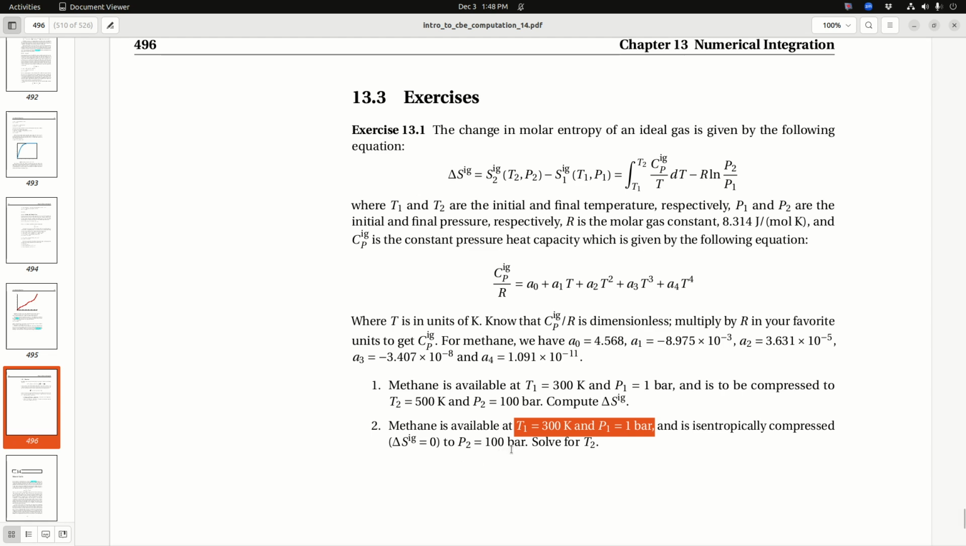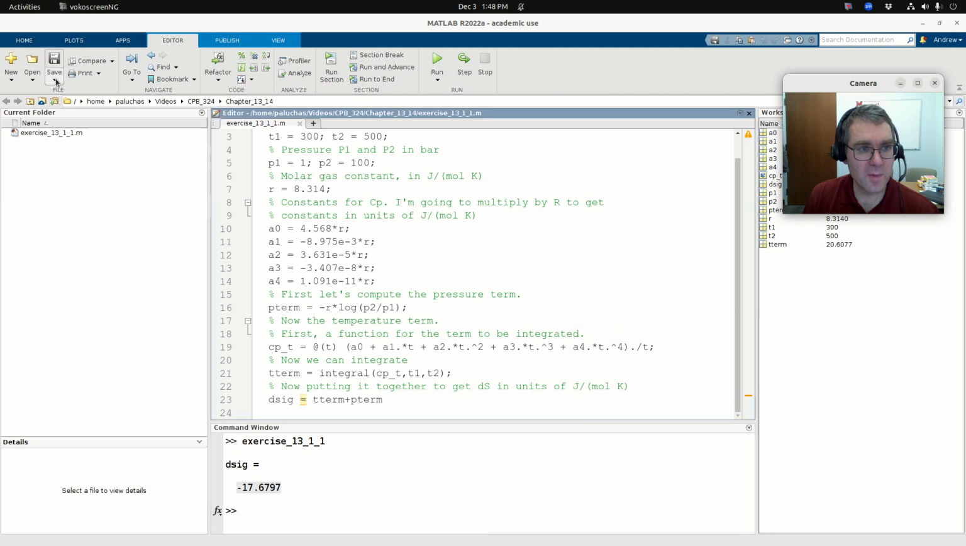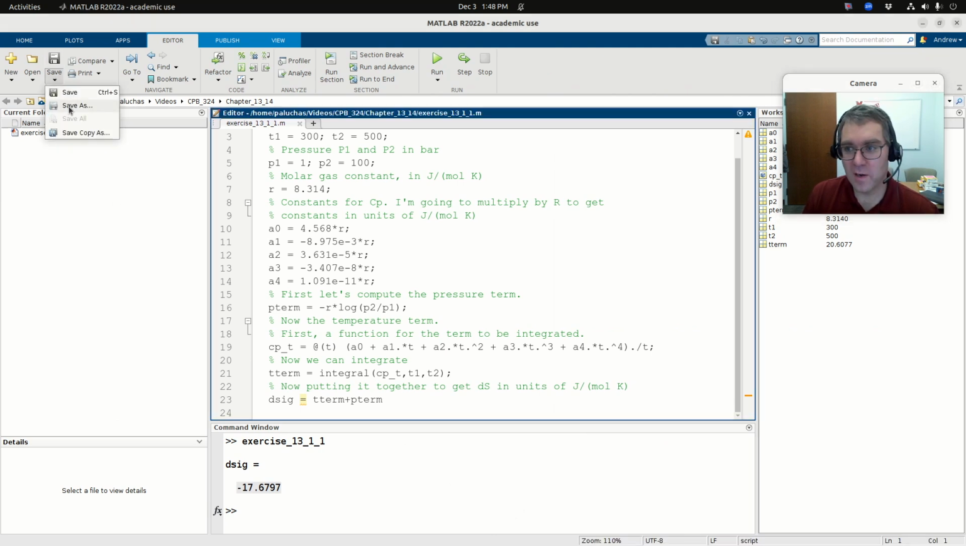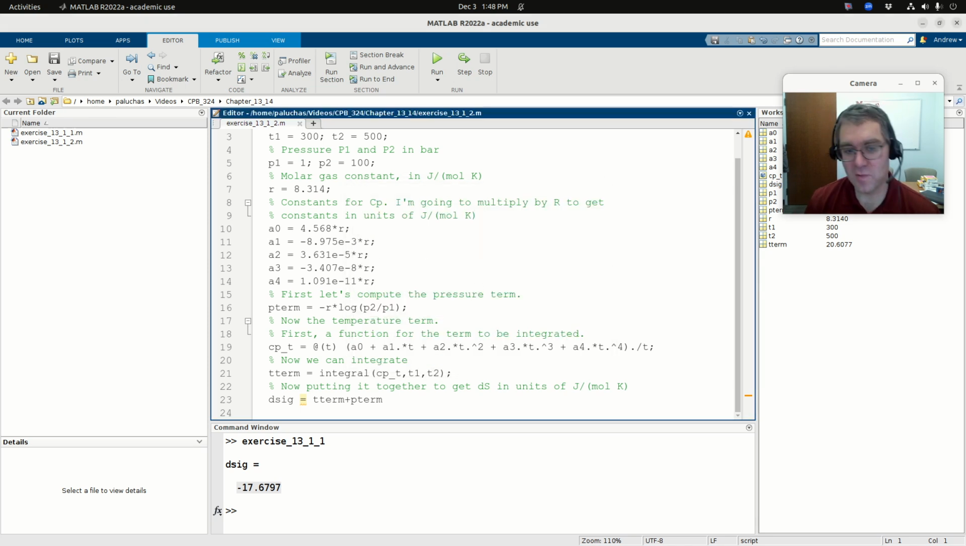Great, so let's try and do this. All of our parameters are the same except we don't need T2. So let's just give it a try. Remember the strategy we did in class to solve a problem like this. I'm first going to save as, and I'm going to call this 13.1.2. I'm creating a copy of my script, so I'm starting fresh.